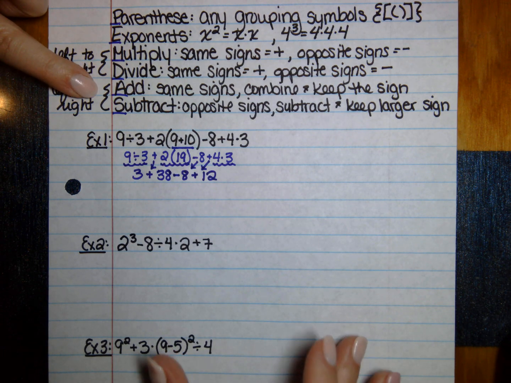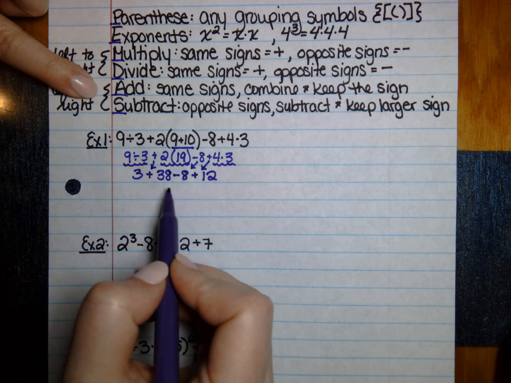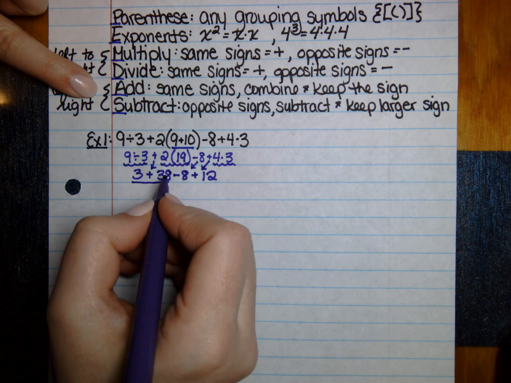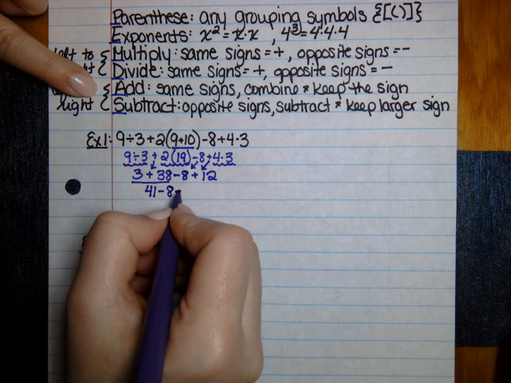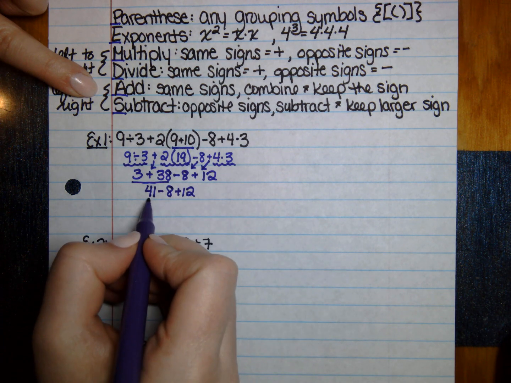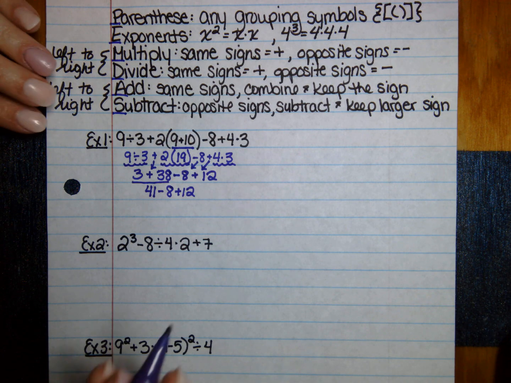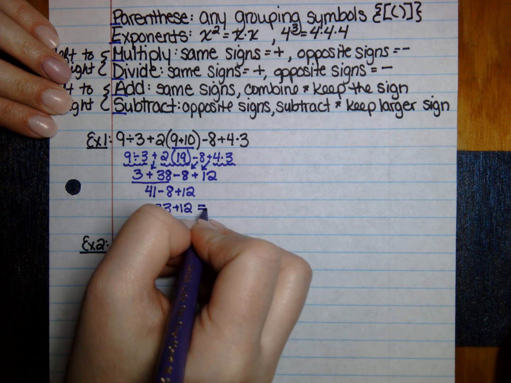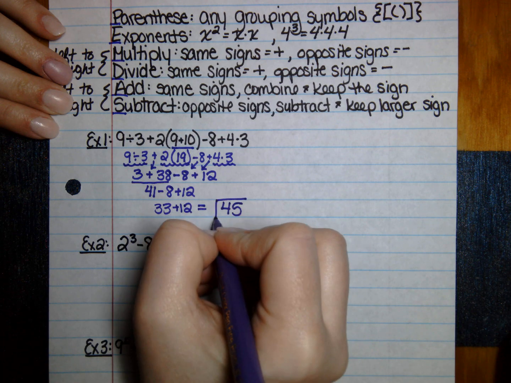Now I have my addition and subtraction. So as you can see, all of these that are left are addition and subtraction. So I'm just going to work it left to right. So 3 plus 38 is going to give me 41. Then I have my minus 8 plus 12. 41 minus 8 is going to give me 33. Then I'm going to add 12. So my final answer is going to be 45.